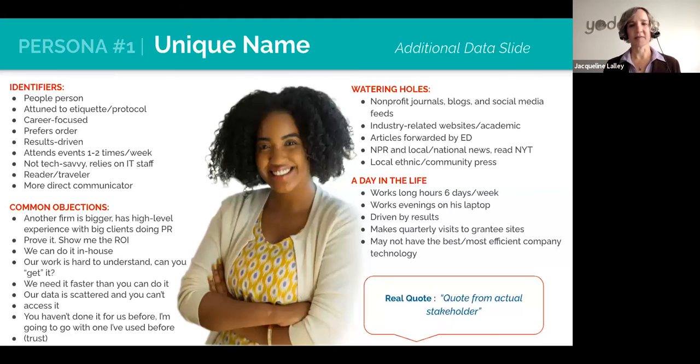And then on a second slide, we usually convey and capture things like identifiers. What kind of person might this be? Personality characteristics, common objections, reasons that they might not get on board with what you are trying to cultivate them to do with your organization, where they get their information, what kind of day they might have on a day-to-day basis, and then a real quote.